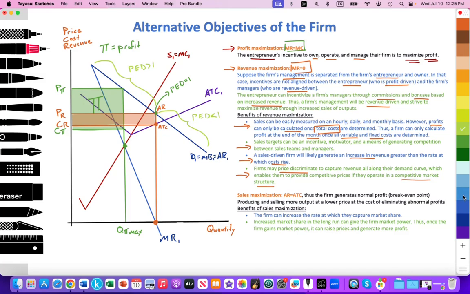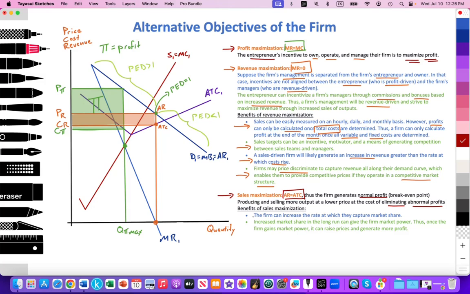Let's use a different color. Let's see here. I'll use maybe red. Sales maximization. This occurs where average revenue equals average total cost. Thus, the firm is generating normal profit. They're operating at break even. They have eliminated their abnormal profit.